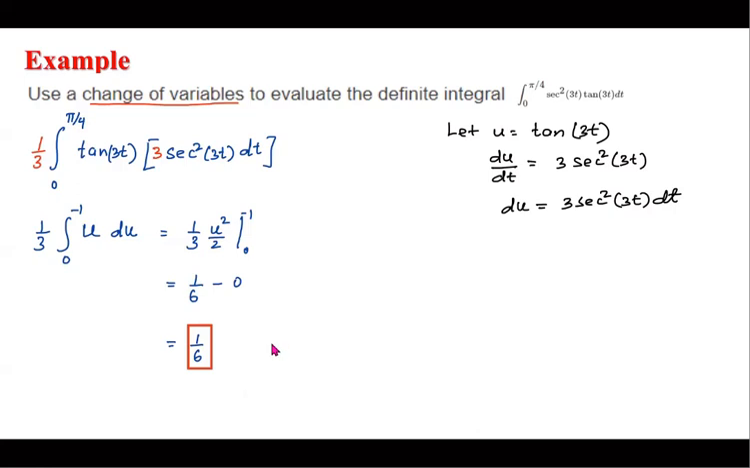Okay, that is our 6th example. 3 more to go. So we did the 6th one. Now we are ready for the 7th example.